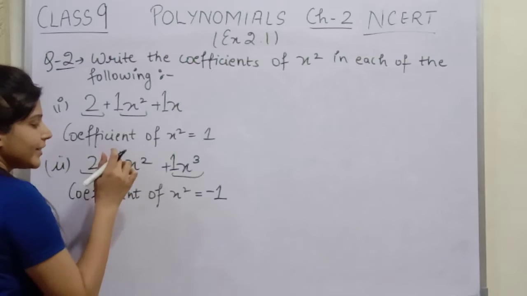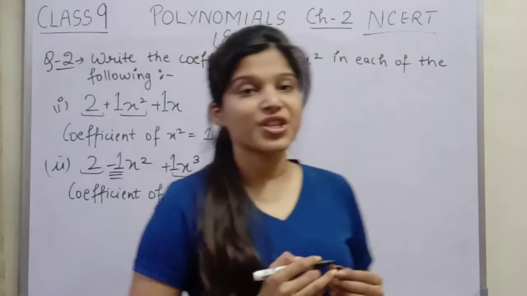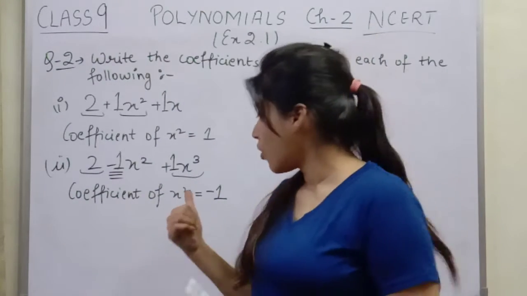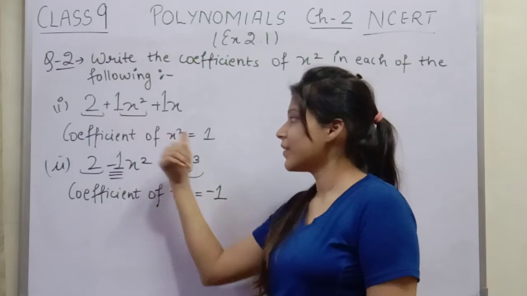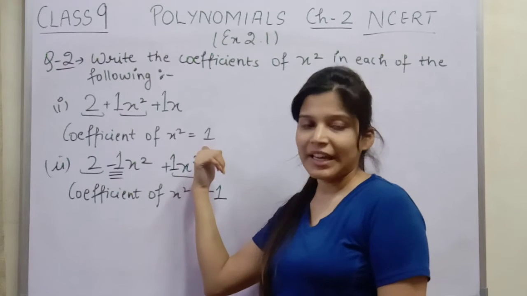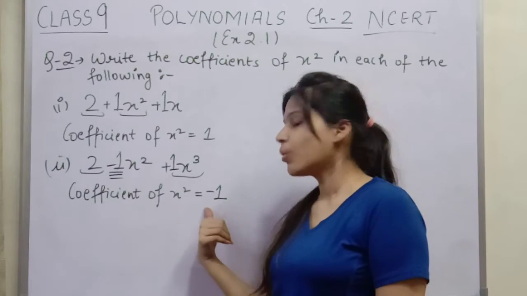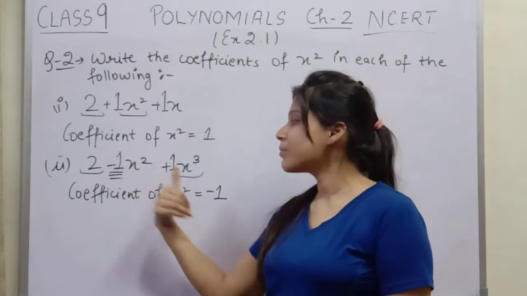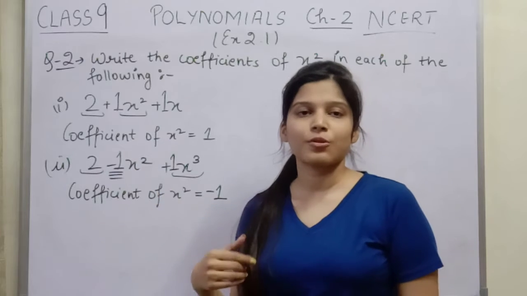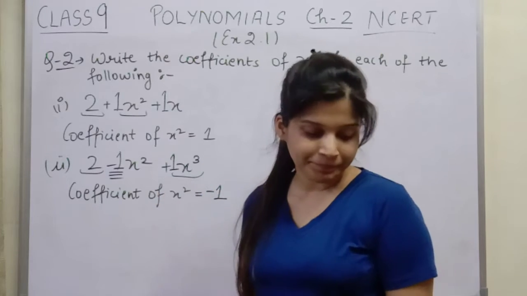We cannot forget the sign जो भी उस coefficient से पहले आएगा. That also we have to write. यहाँ पे तो positive था, doesn't matter. We do not write a positive sign again and again, right? But if we have negative, so वो negative साथ में आएगा. So minus 1 is the coefficient of x square in second part.